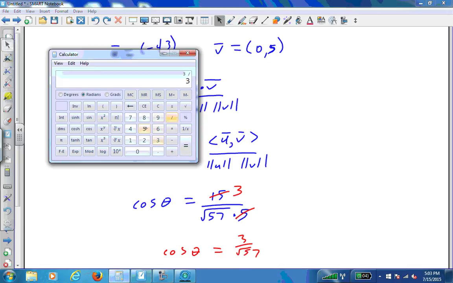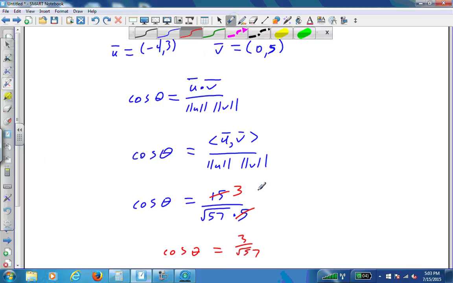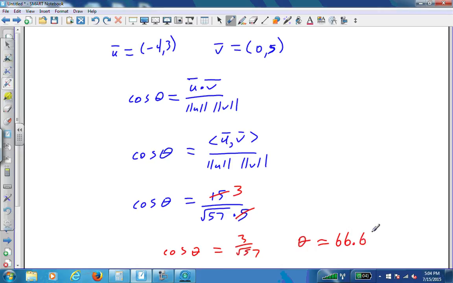So if we take 3 divided by square root of 57, and then do inverse cosine, that's our answer in terms of radians, or in terms of degrees, 3 divided by square root of 57, inverse cosine, about 66.6 degrees. So that's the angle between those.